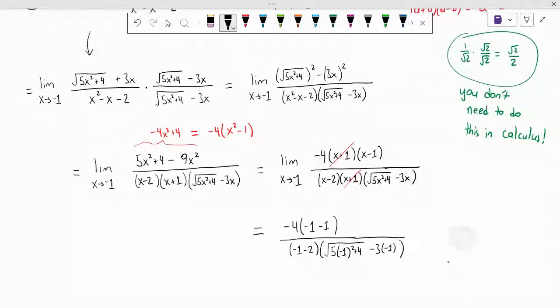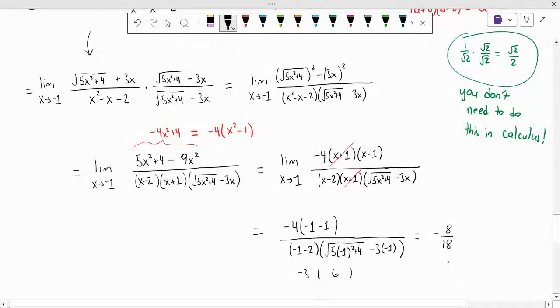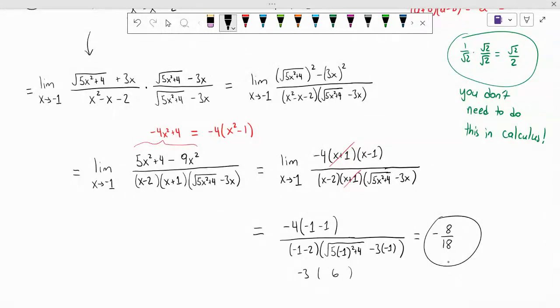Let's just see what that gives us real quick. You get 8 altogether in the numerator, and in the denominator that's -3 times 6 altogether. So I think you get 8 over -18, which you could simplify, but I'll leave my answer like that, okay? All right, so any questions about this example here?